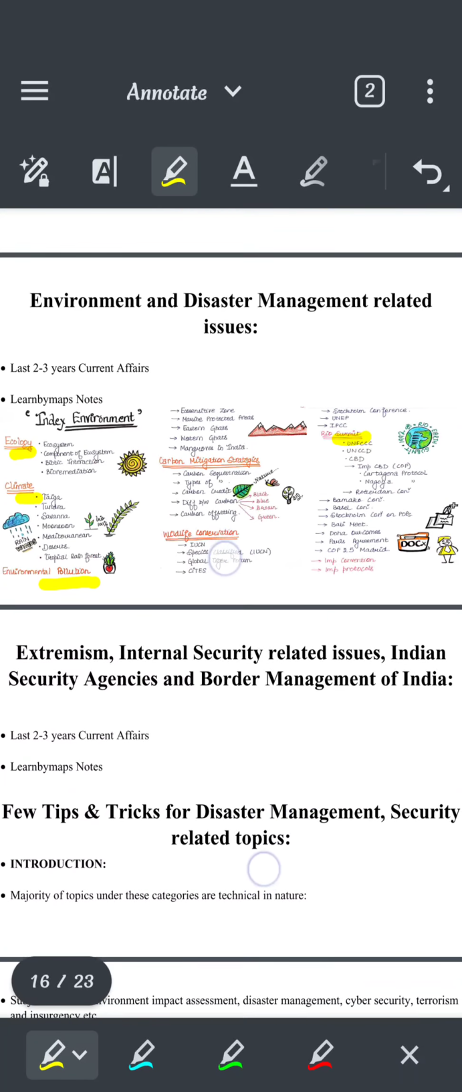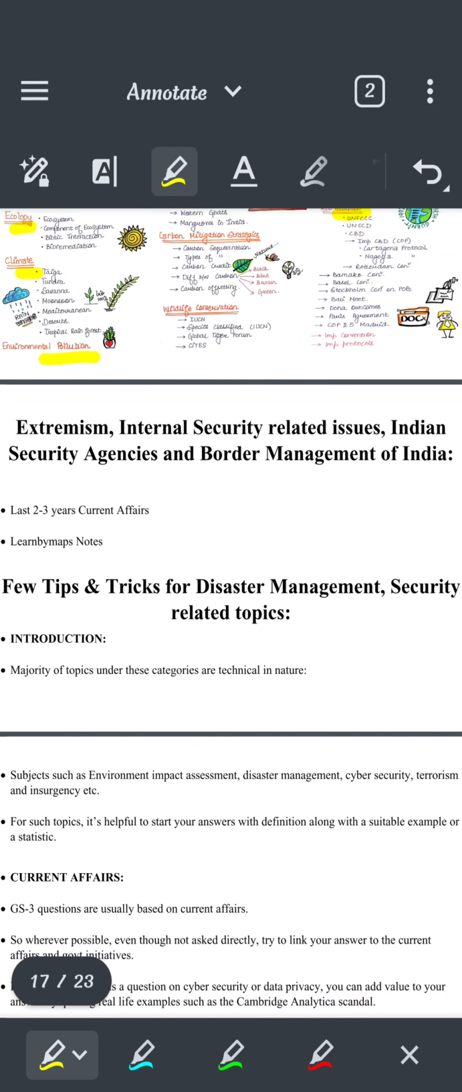So next is extremism, internal security related issues, Indian security agencies and border management of India. For this you have to study the last 2-3 years of current and contemporary issues which have been in news. And apart from that you can refer to the Learn by Map notes prepared by the Simran IAS Academy. So now we will give you a few tips and tricks for disaster management and security related topics.